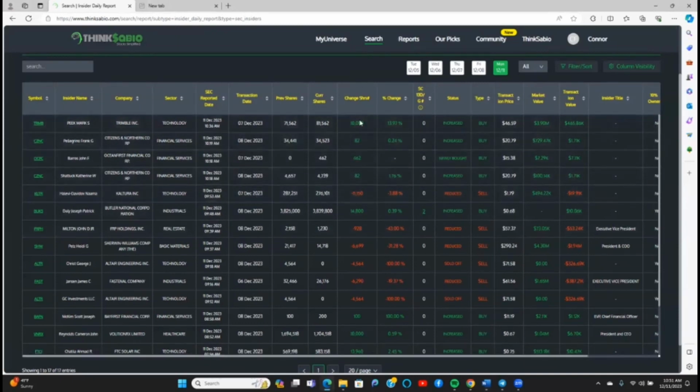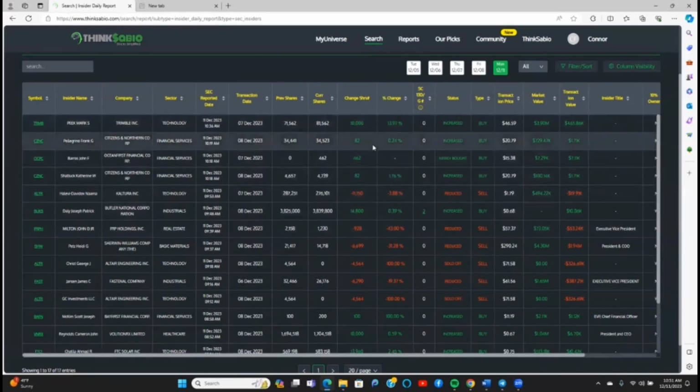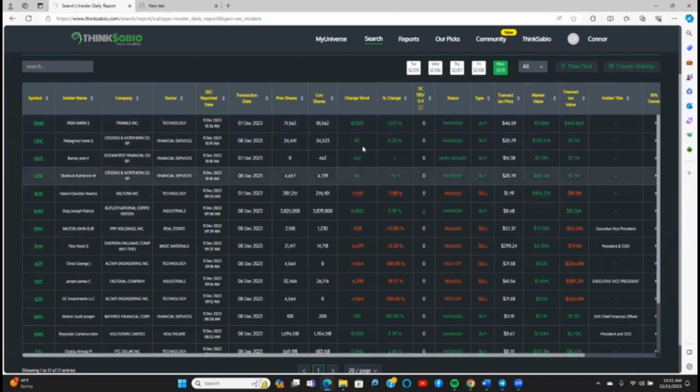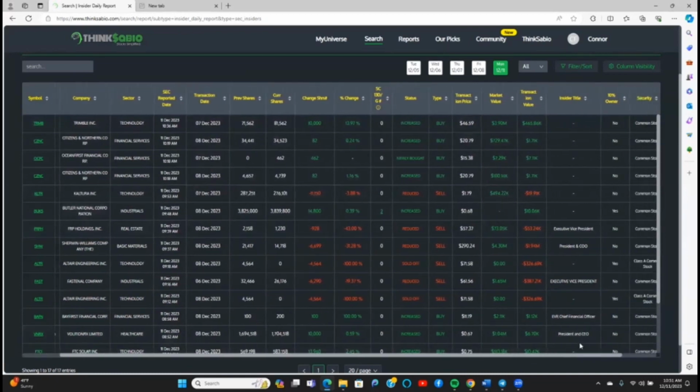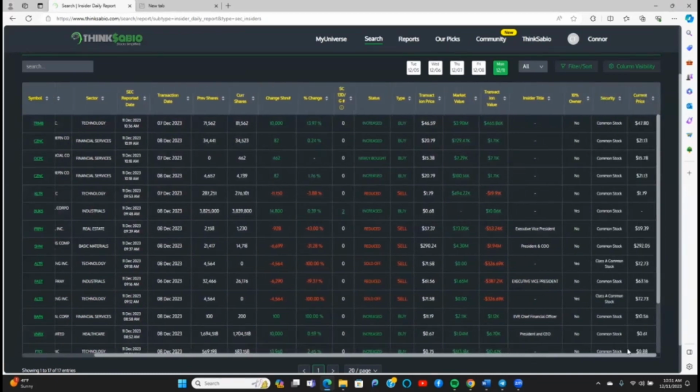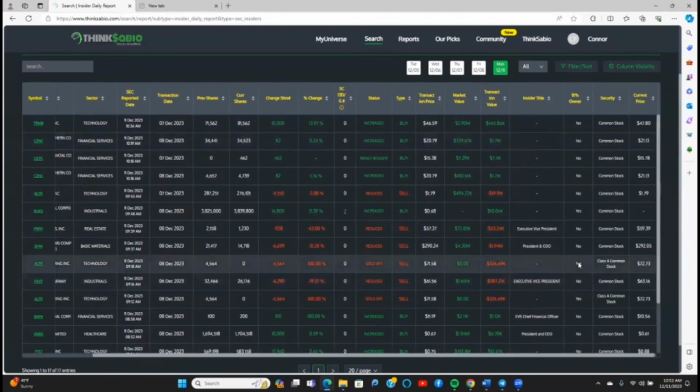This column shows how much they bought or sold, and then the percent change relative to what they owned previously. So if it's in green font, then they bought, and if it's red font, then they sold. So the green is an increase, red is a decrease. And then from here, you get a look at the transaction price, the total market value, the value of the transaction, and then over here you have some other information on current price and whether they're a 10% owner in a stock, so whether they're like one of the largest owners of the stock.